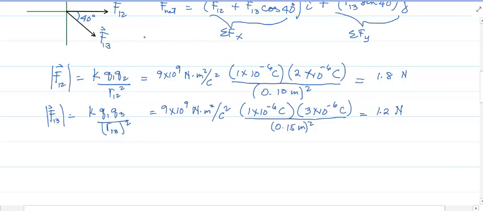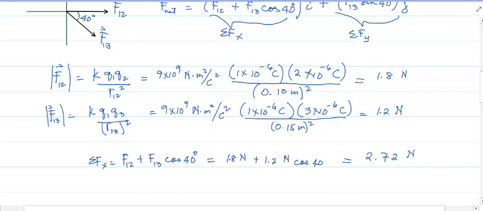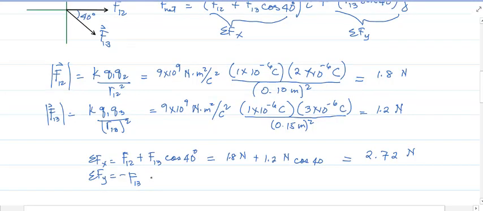So the net force, plugging this into our component method equation. You know that F net, or the summation of forces along x, is just equal to 1.8 Newton plus 1.2 Newton cosine 40, and this is equal to 2.72 Newtons. And how about the summation of force along y? So we have sine 40, which is equal to negative 1.2 Newton sine 40.